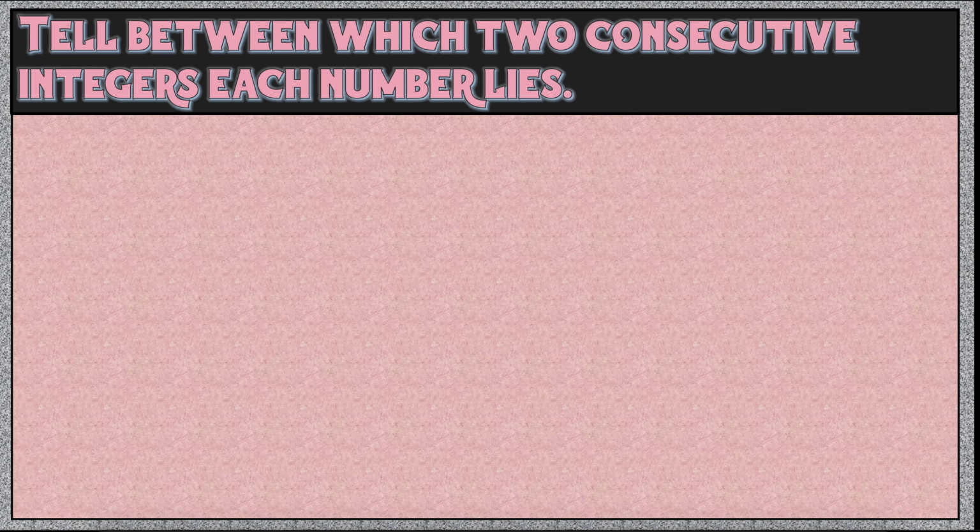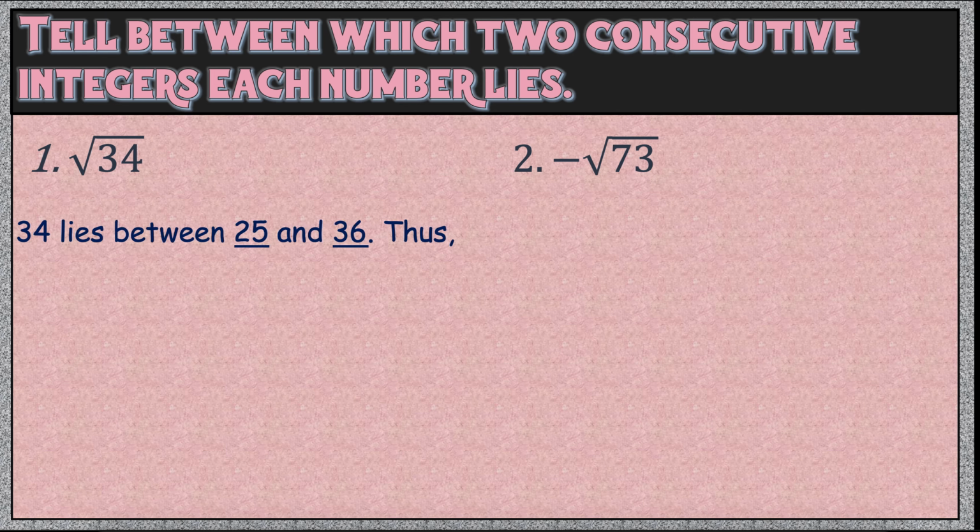Next, tell between which two consecutive integers each number lies. Example number 1, the square root of 34. Just get first the radicand. The radicand is 34. It lies between what two perfect squares? These are 25 and 36. So 34 is between 25 and 36.